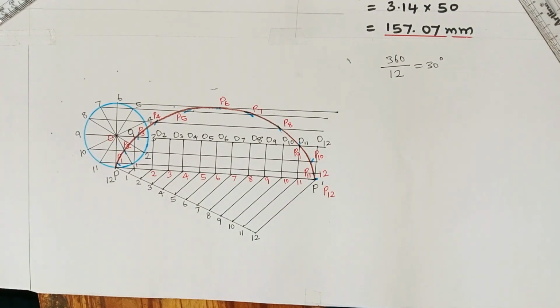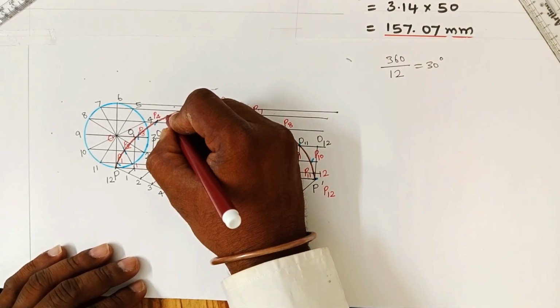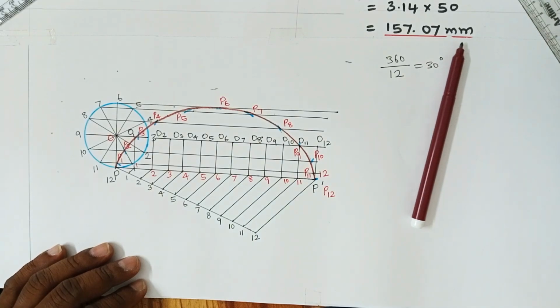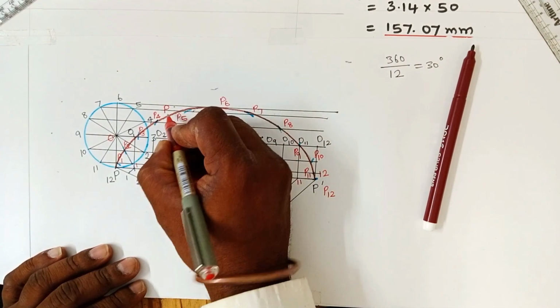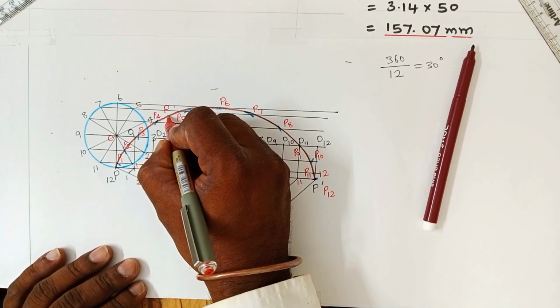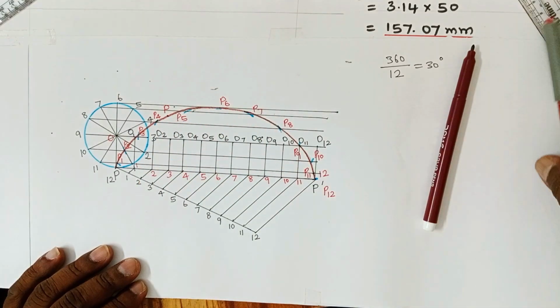Okay. Next, what is asked in the question? Also draw a tangent and a normal at any point on the curve. Let me choose one point. Say this is a point. Anywhere you can choose this point. Let us mark this as point P. For this located point, I am going to draw a tangent and a normal.